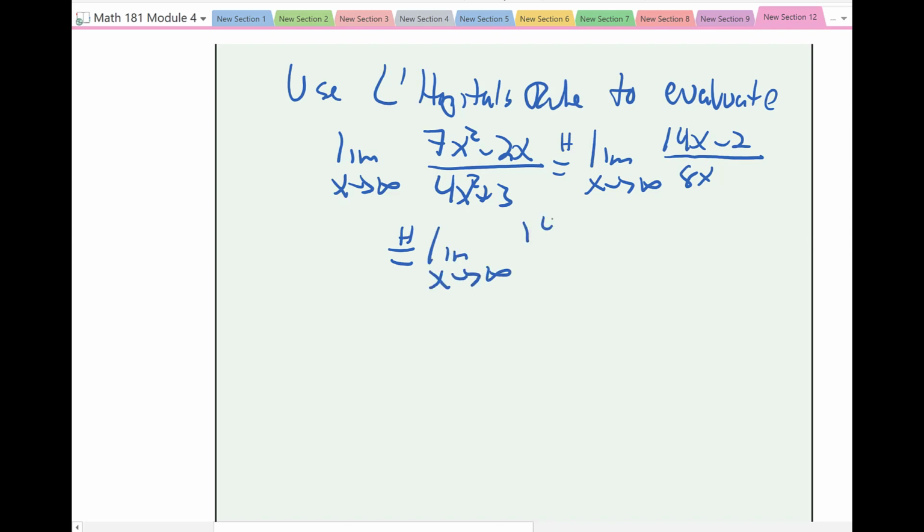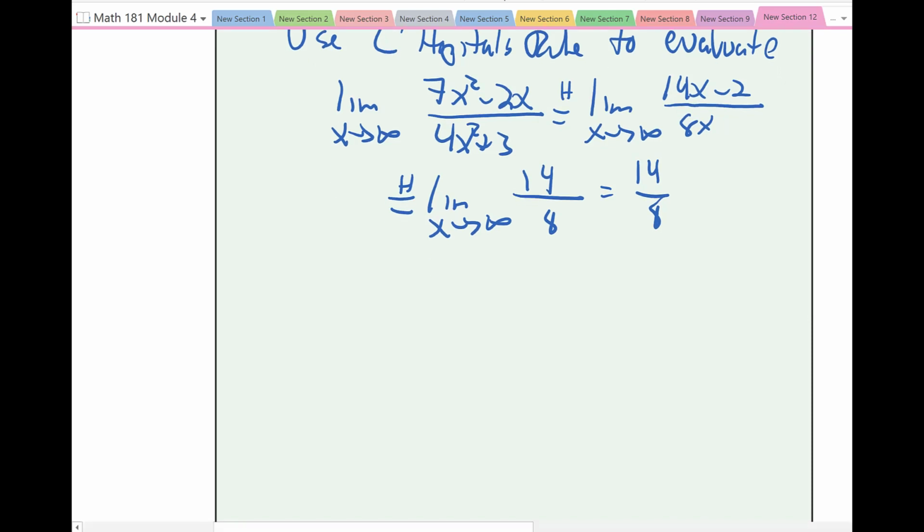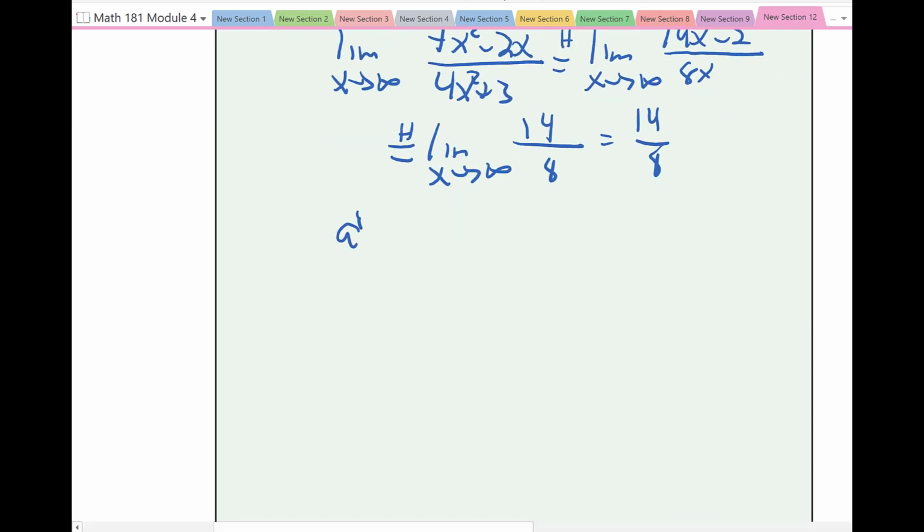We'd have 14 over 8. So 14 over 8 is 14/8. And another way to do this is to have said, if you recall this, that was part A, this is part B.